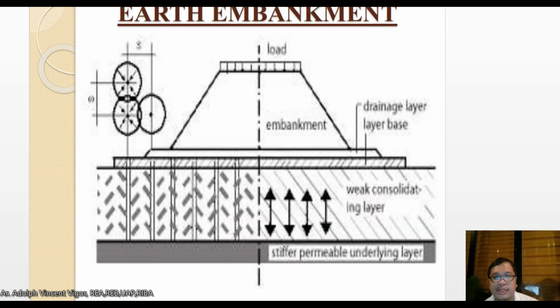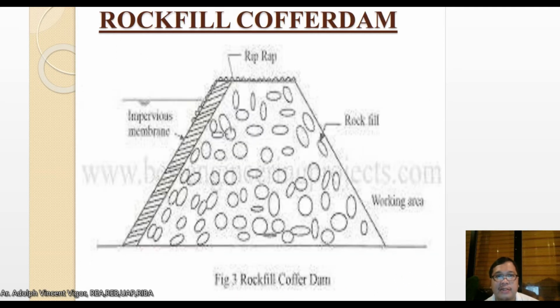Then you also have what you call an earth embankment. Here you can see this is the load, this is the embankment, this is the drainage layer base, this is the weak consolidated layer, and this is the stiffer permeable underlying layer. You have here the rock fill cofferdam. Here you can see the riprap, then the rock fill is where the working area will be. This is the water side.